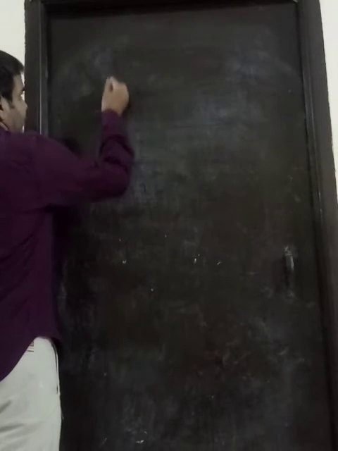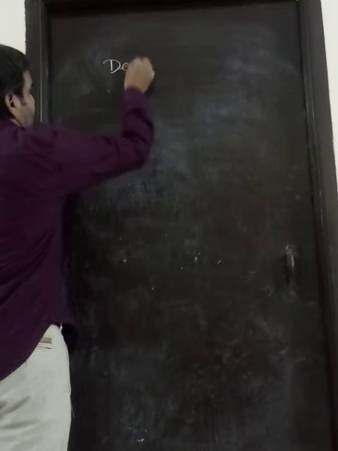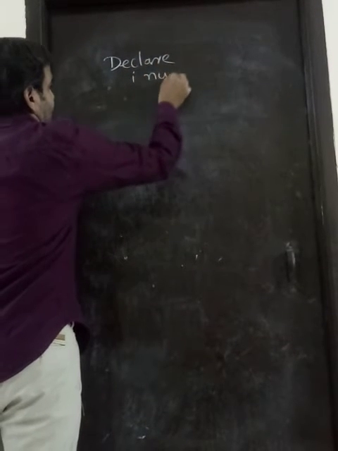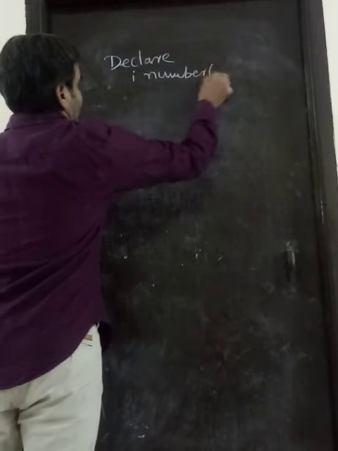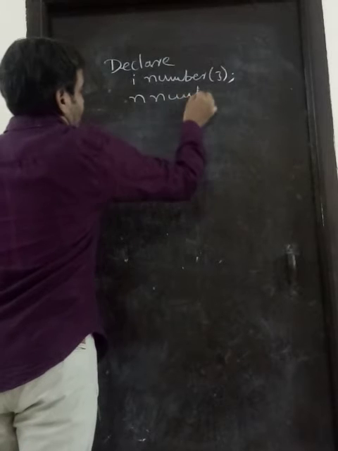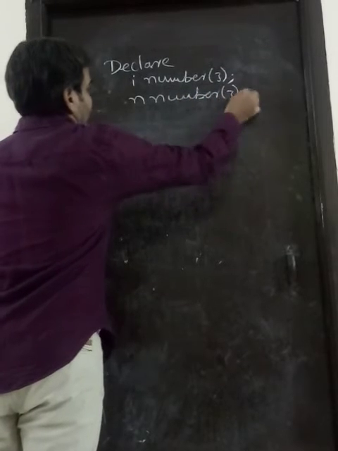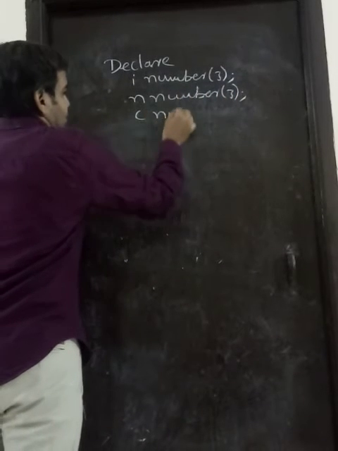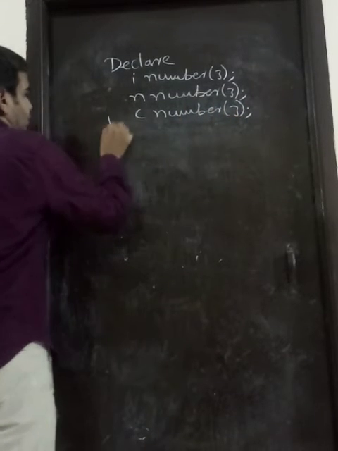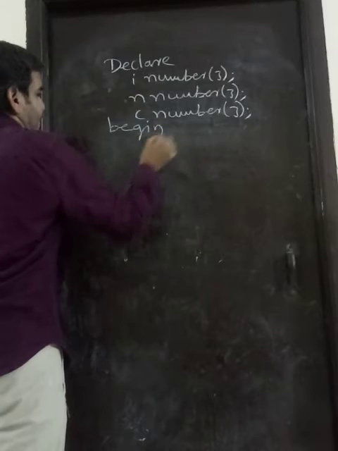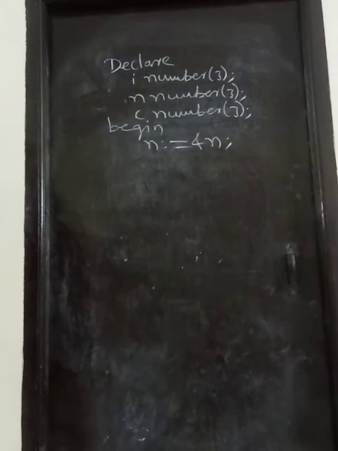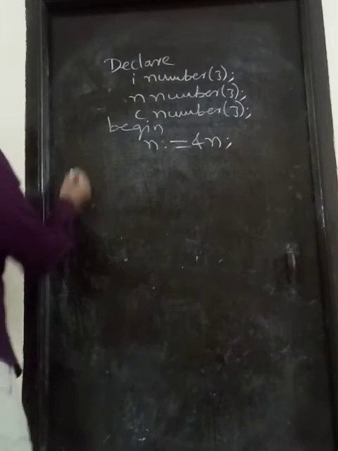So first of all, declare I number of 3, n number of 3, and we are taking a count c number of 3. Then begin. At runtime I am taking the n value, it will ask you to enter a value for n. Everything I am specifying here.